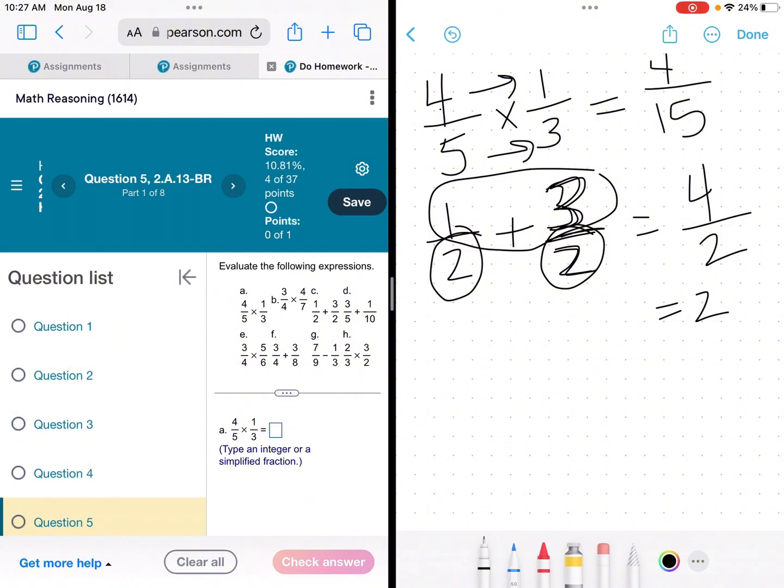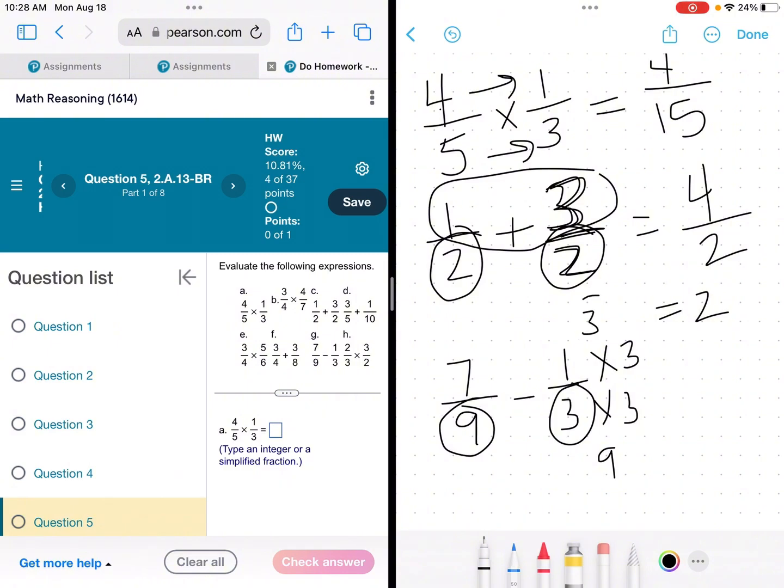So if you had one, for example, 7 over 9 minus 1 over 3, well, these denominators are, again, different. So we need to actually get the same denominator. To do that, we can multiply the top and bottom by 3. So that gives us 9 down here. And then up here we have 1 times 3 is 3. So 3 over 9 is our new fraction.